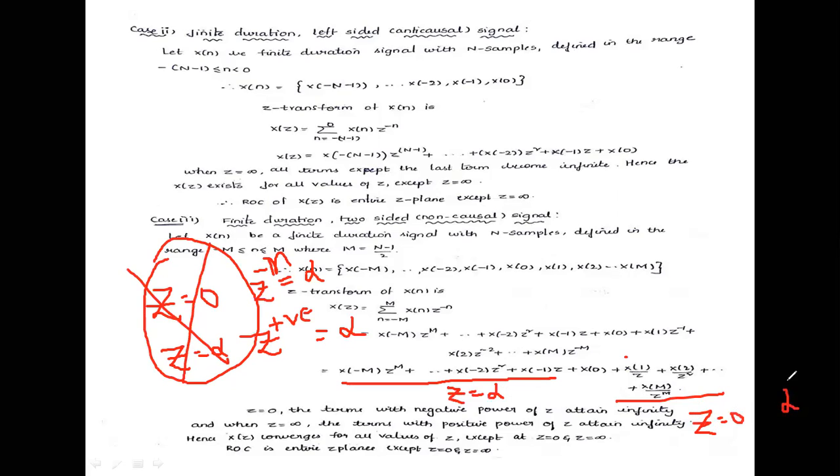The function becomes infinite here. And here, the function becomes infinite. So except z equal to infinity and z equal to 0 in this equation, for all remaining values the function exists. At z equal to 0, the terms with negative powers of z attain infinity. And at z equal to infinity, the terms with positive powers of z attain infinity. Hence, X(z) converges for all the values of z except z equal to 0 to infinity.